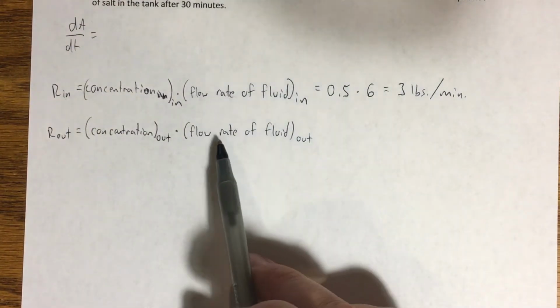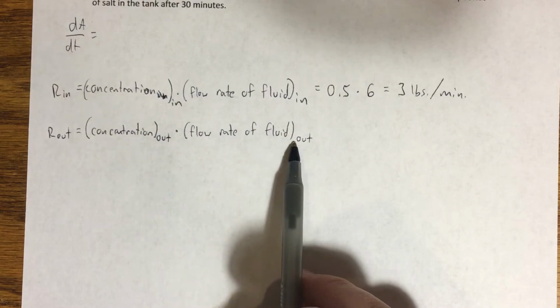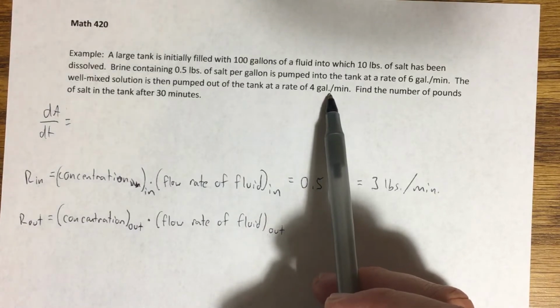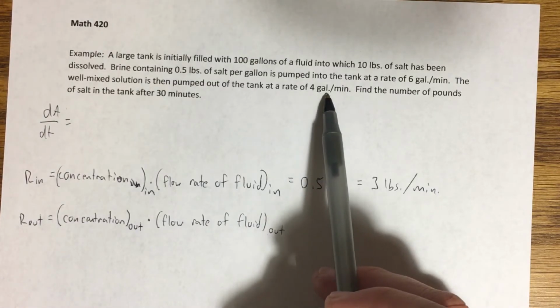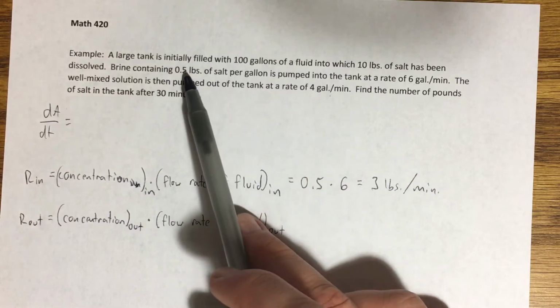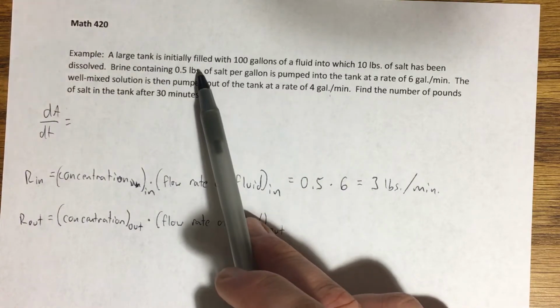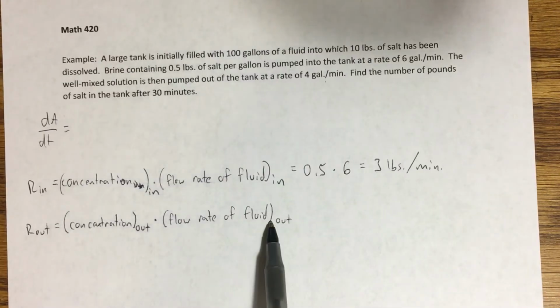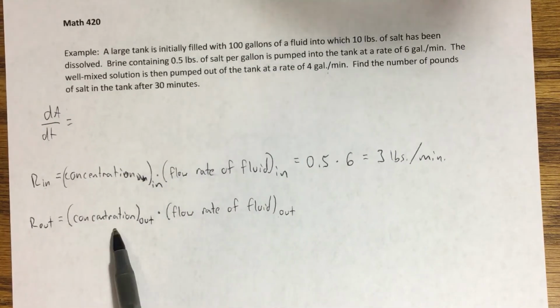The flow rate of the fluid is constant. We're told that the fluid is being pumped out of the tank at a constant rate of 4 gallons per minute, right? But the concentration of salt in that tank is changing because we're pumping a solution into the tank and mixing it. So the flow rate of the fluid will be constant, but the concentration is going to be a function of t.